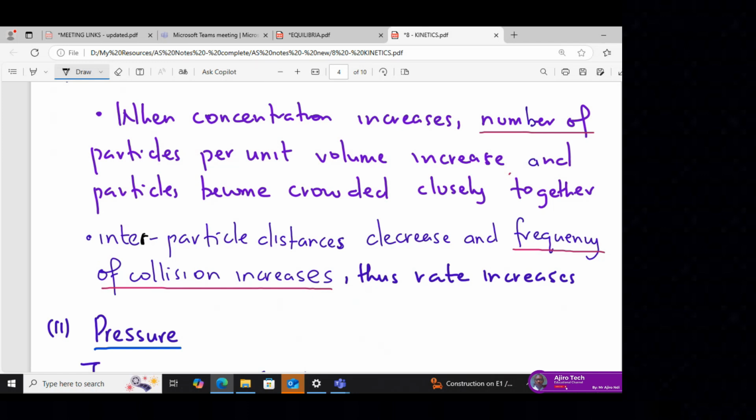So why does an increase in concentration lead to an increase in rate? At high concentration, there are more particles per unit volume. The particles are now crowded together. They are very close. So they collide more frequently and rate increases. Is that okay?